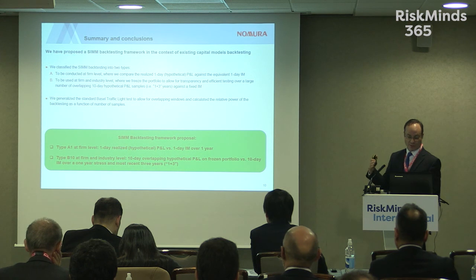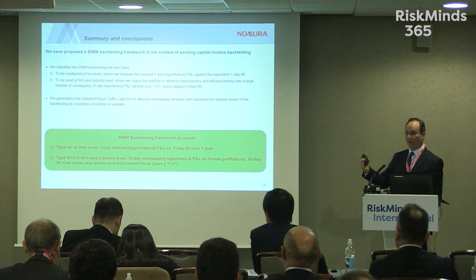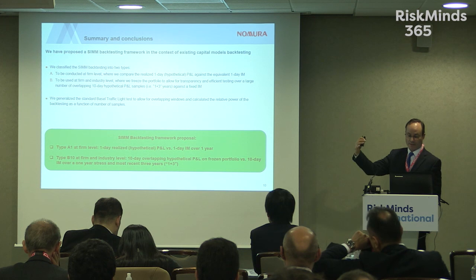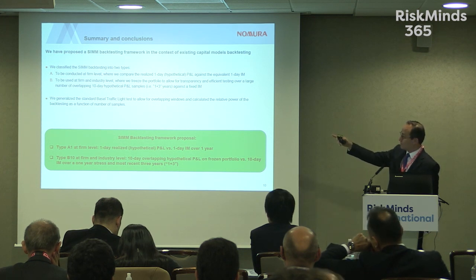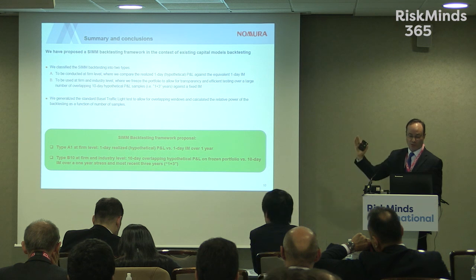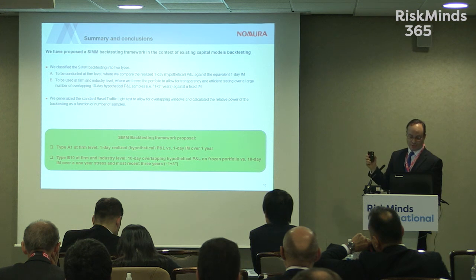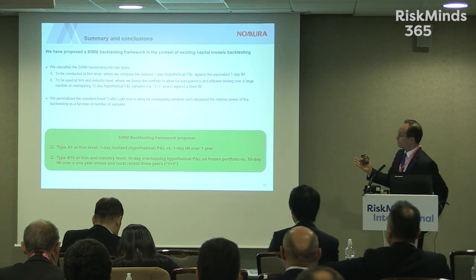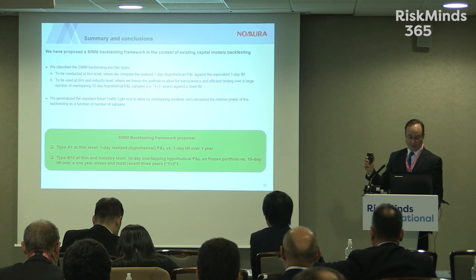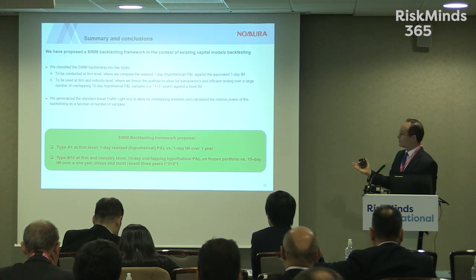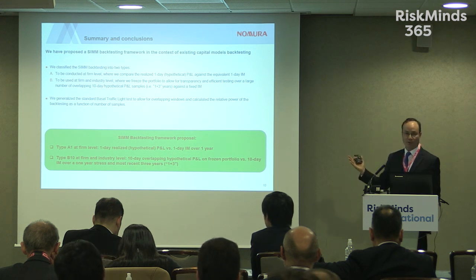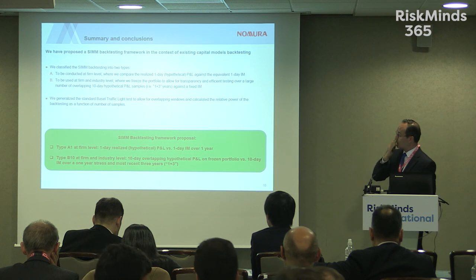And the other one, which is more of a novel way of doing backtesting, is where you freeze a portfolio and subject it to market shocks, and then you can go back in time, including periods of stress. In fact, right now we're proposing using 1 year of stress and 3 of the more recent years, which is more aligned to how the model is calibrated. And like I said, we also have to generalize the test to allow for overlapping windows, with a 10-day overlapping window backtesting.